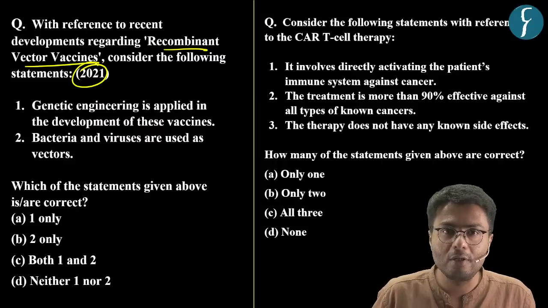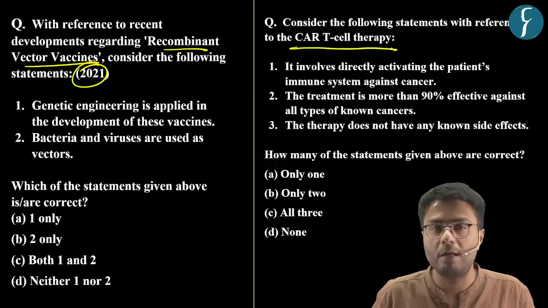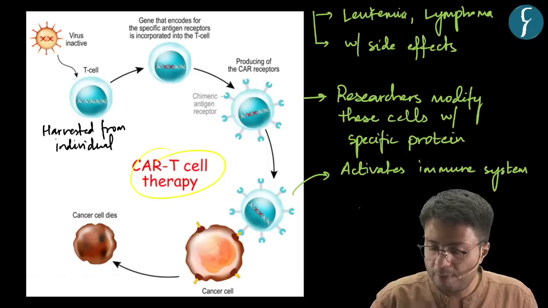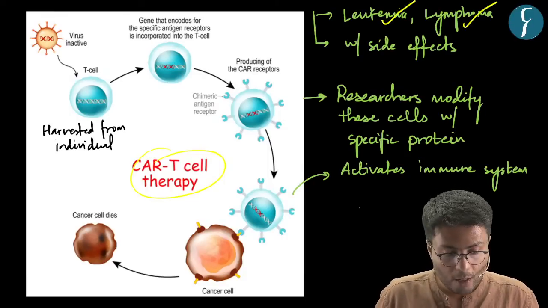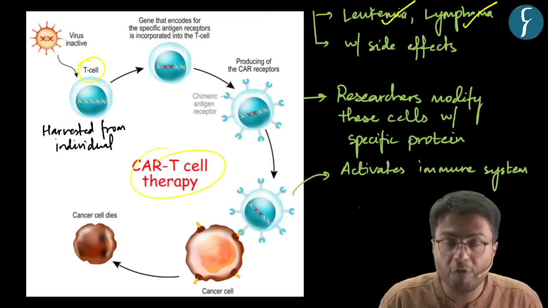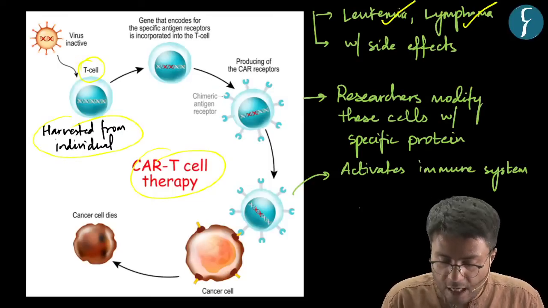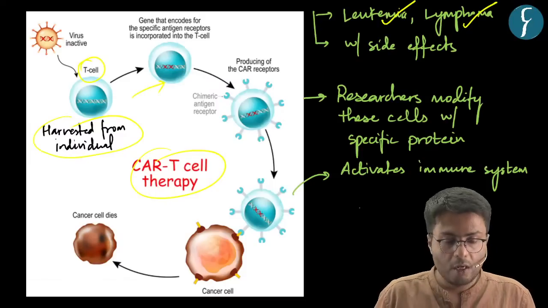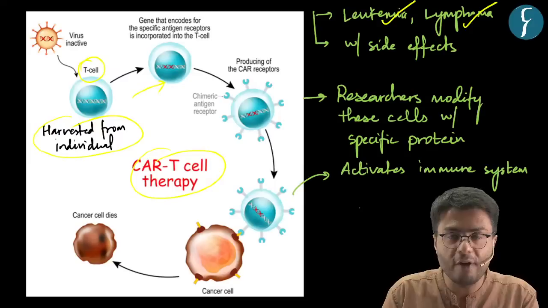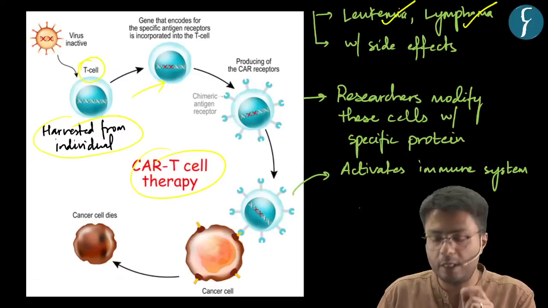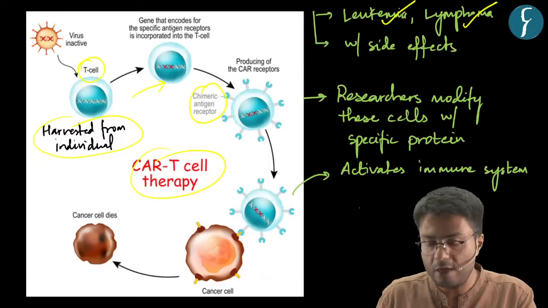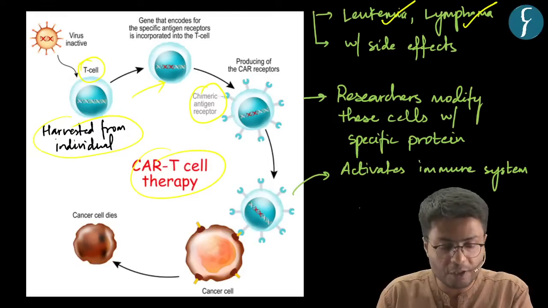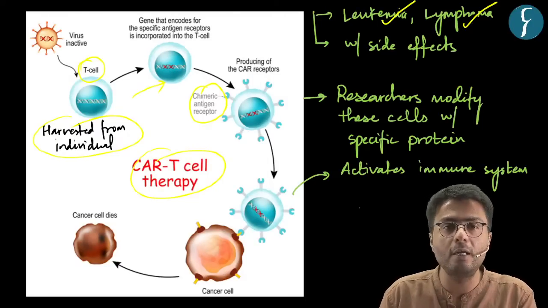Now, before discussing this question, let us discuss what is CAR T cell therapy. This CAR therapy is utilized to treat blood cancers, primarily leukemia as well as lymphoma. In this treatment, the T cells, which are a form of white blood cells, are harvested from an individual's body, and these T cells are then produced in a lab. Researchers modify these cells by introducing a specific protein called chimeric antigen receptor. And what this CAR does is that it provides the cell with a specific protein which enables these cells to bind to cancer cells.